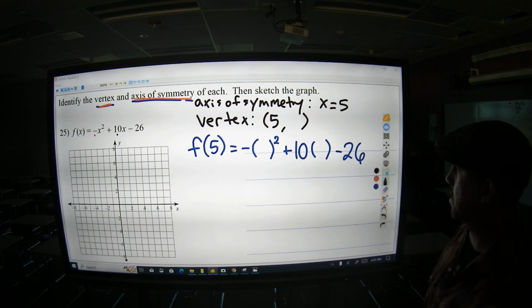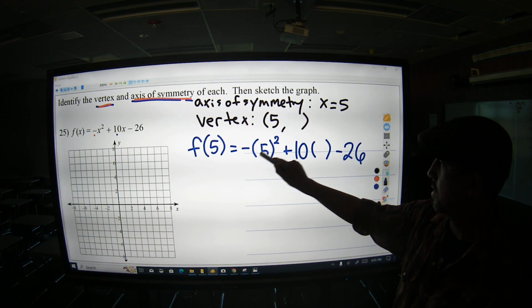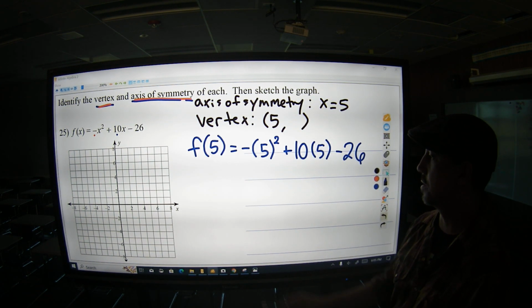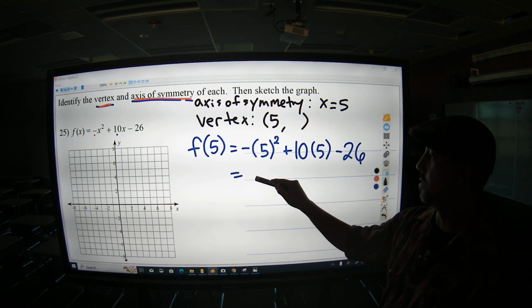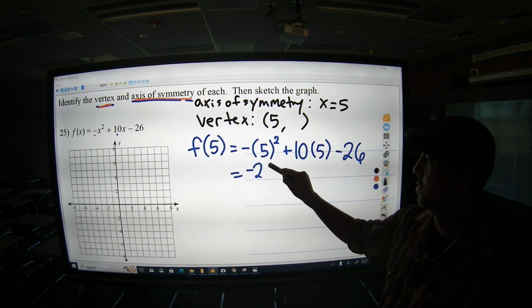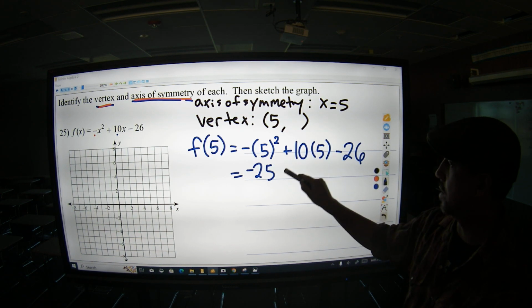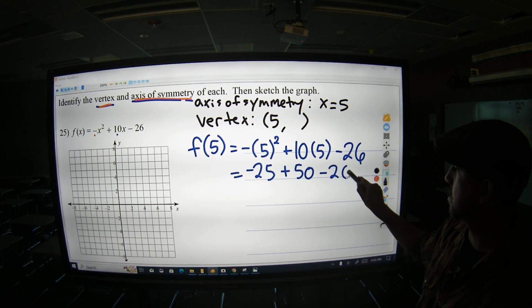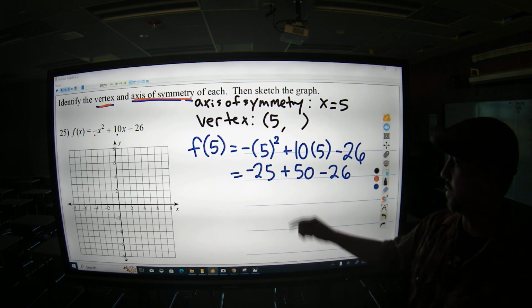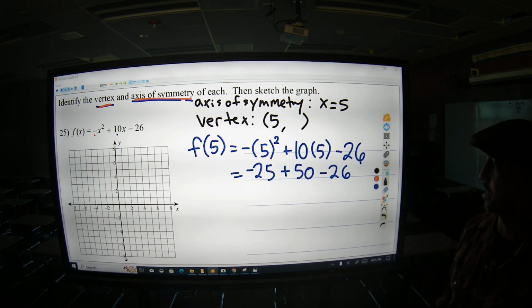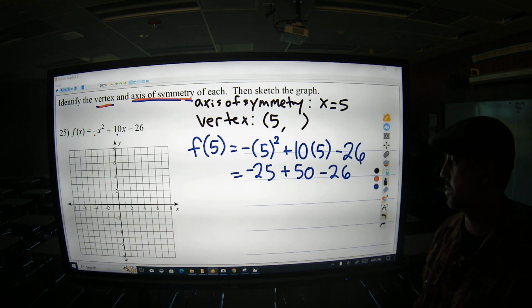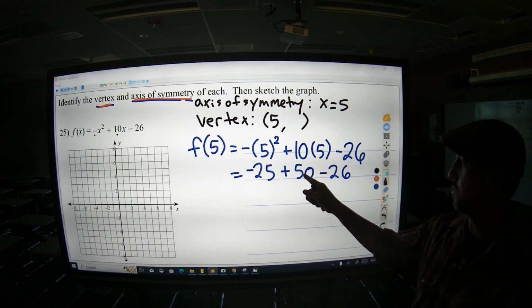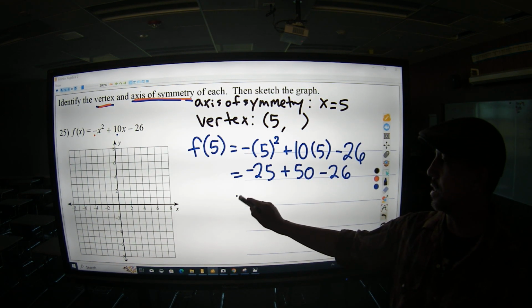And after we do this calculation, this problem will be almost wrapped up. So we'll put 5 here, we'll put 5 there, and then we'll calculate. Okay, 5 squared is 25, but we have to make it negative. So that's negative 25. 5 times 10 is 50, so here we have 50. And then that's minus 26. So negative 25 plus 50, that's the same thing as 50 minus 25, right? So that's just 25. And then 25 minus 26 is negative 1.